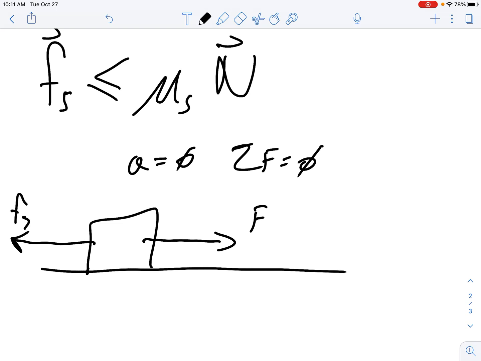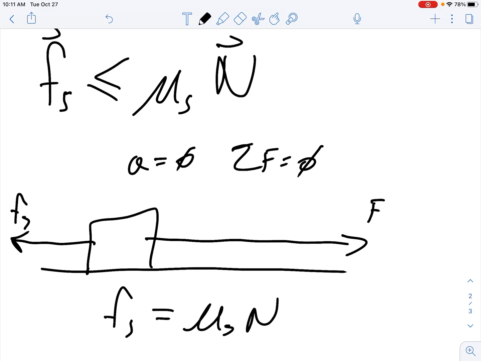Eventually, though, if you keep pushing harder and harder, this will become so big that it actually becomes greater than the maximum of this, and in this case we would say that we've reached the maximum value of static friction, and the force of static friction would be equal to mu times normal force.